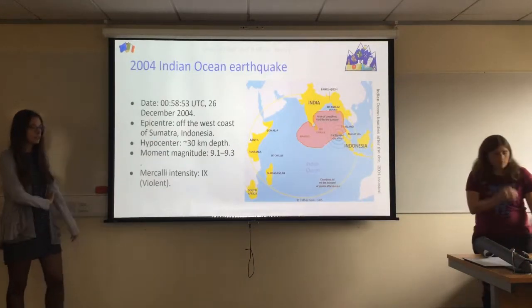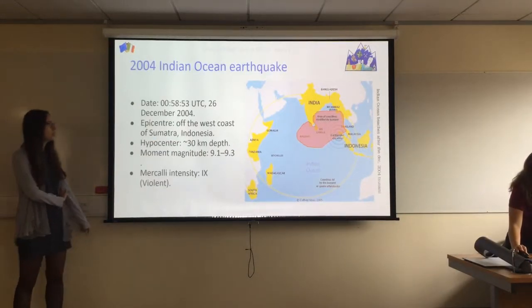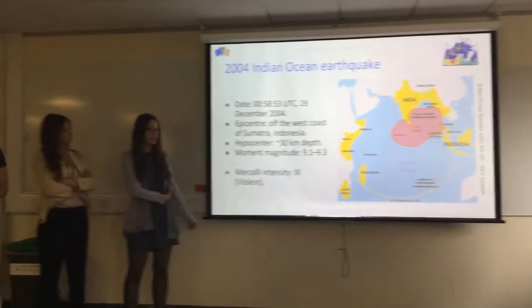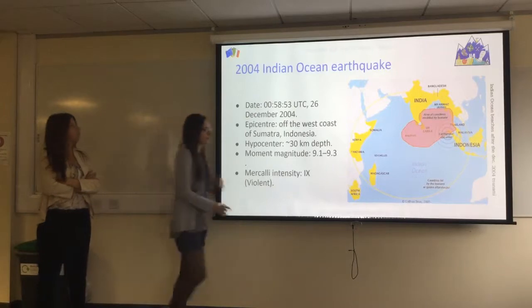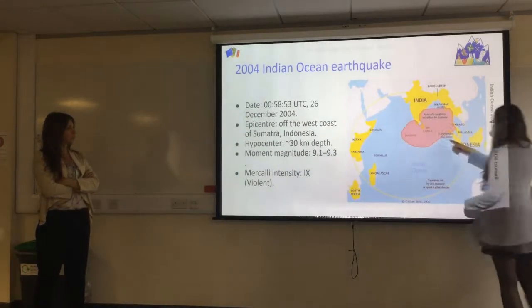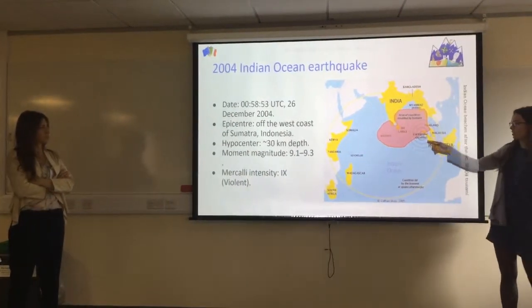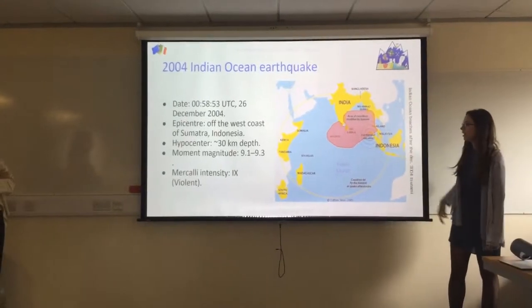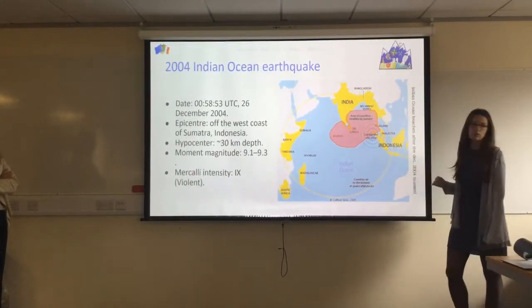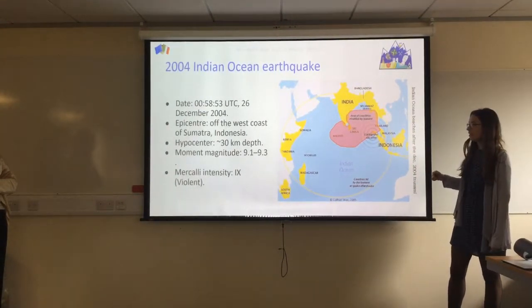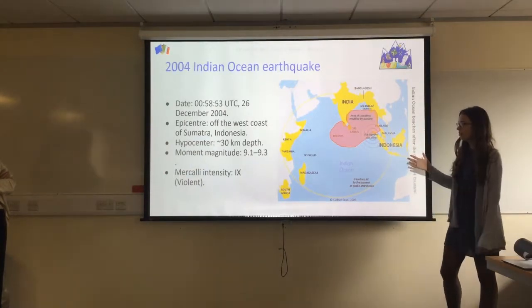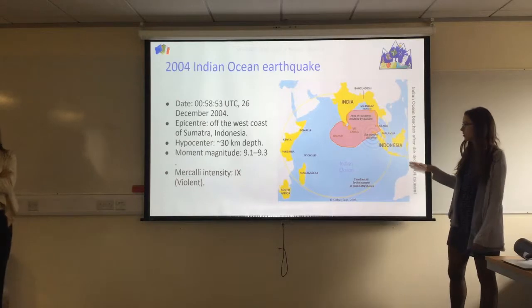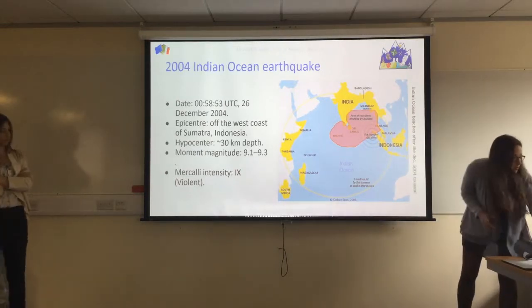The Sumatra event in 2004 was generated by a huge earthquake. The earthquake occurred off the western coast of Sumatra Island, at a depth of around 30 kilometers, and it was offshore. The magnitude was around 9, and it was very destructive.